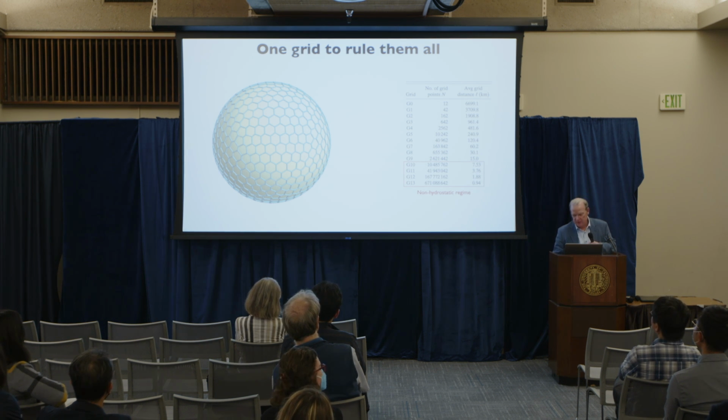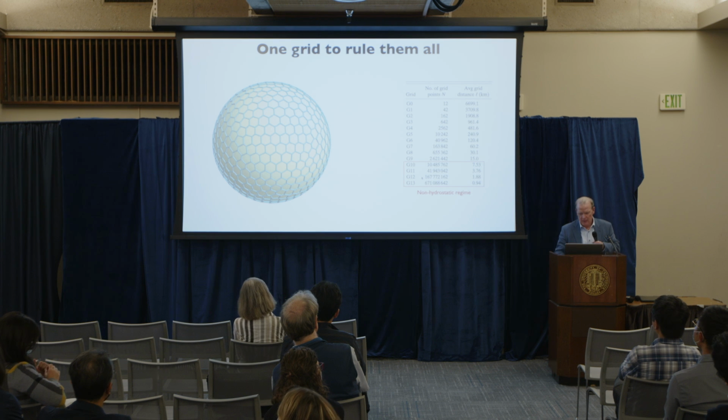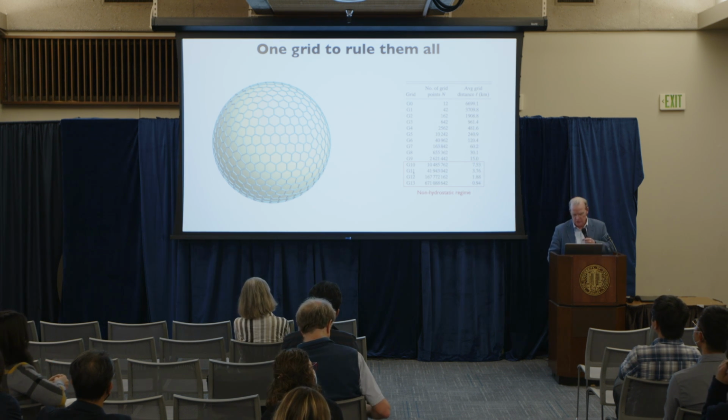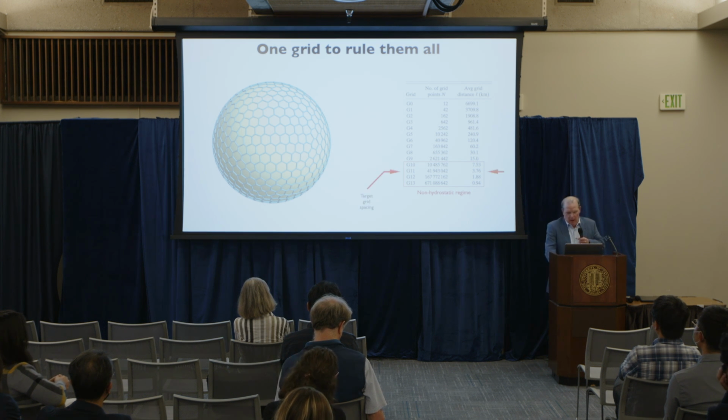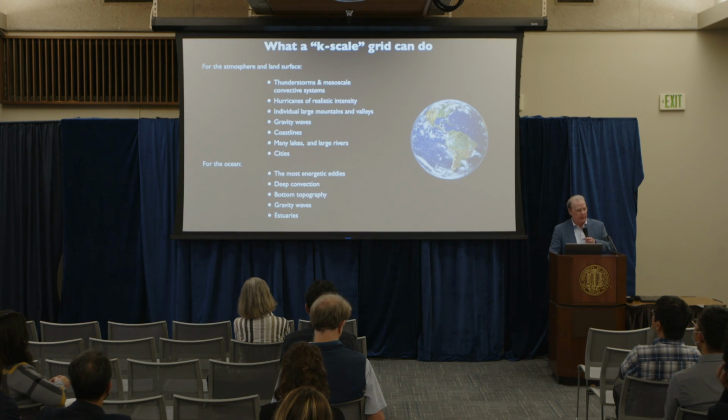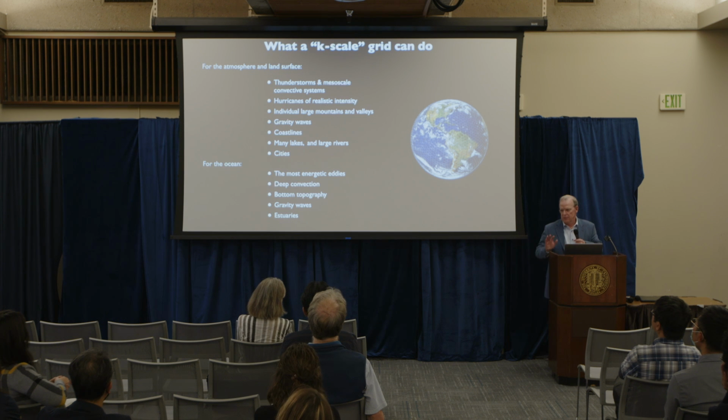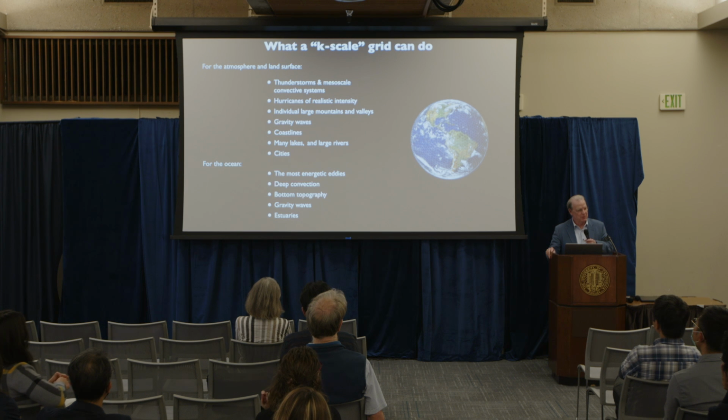And our target resolution is 3.76 or 3.75 kilometers globally, which is in the cloud permitting range, okay? Sometimes people call it storm resolving. Okay, now I learned recently that people call these models K-scale. I didn't know that. K-scale apparently means kilometer scale grid spacing, okay? It's kind of cute.